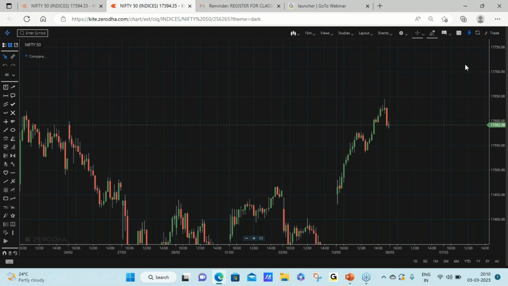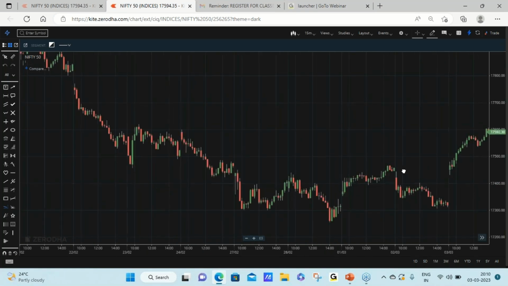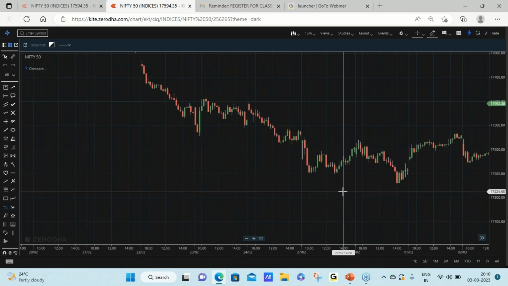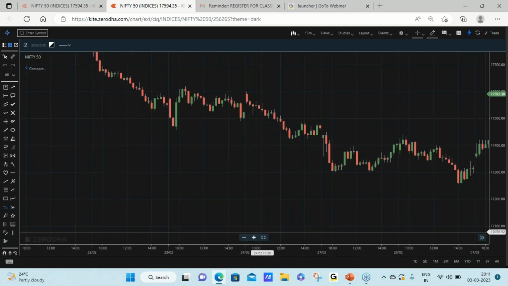I want everybody to type what are the prerequisites required to identify a hammer. The same logic will work here. Preceding downtrend, location of the candle should be at the bottom, and the shape should look like bullish harami, right?